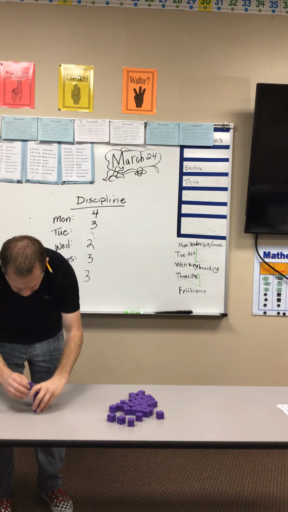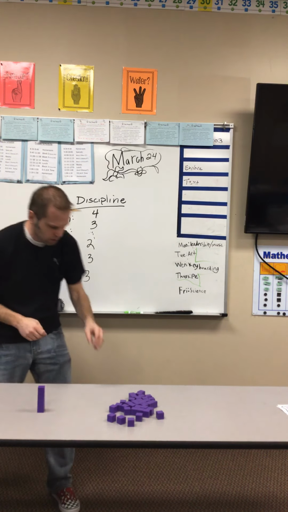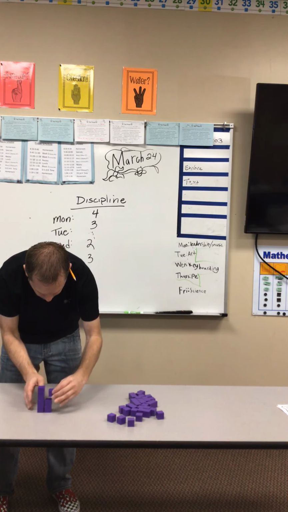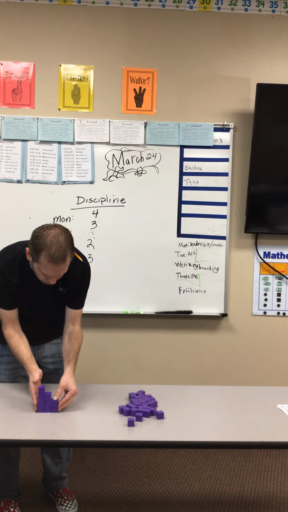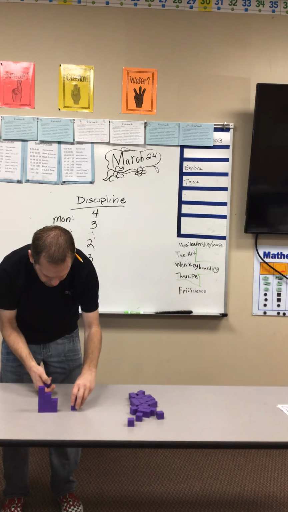What I could do is set up blocks, 1 for each day. So Monday I had 4. Tuesday I had 3. Wednesday I had 2. Thursday 3, and Friday 3.